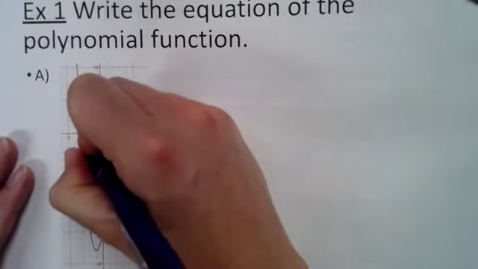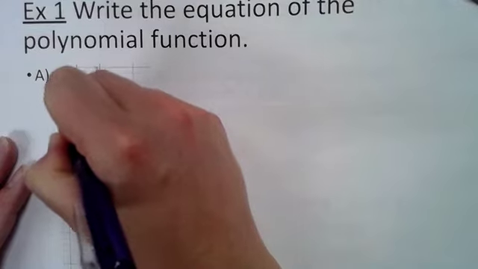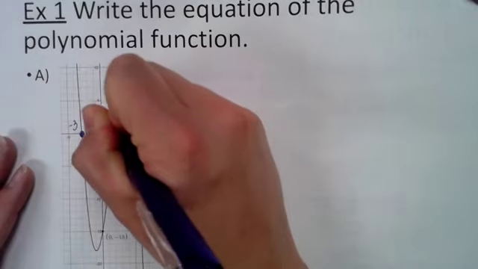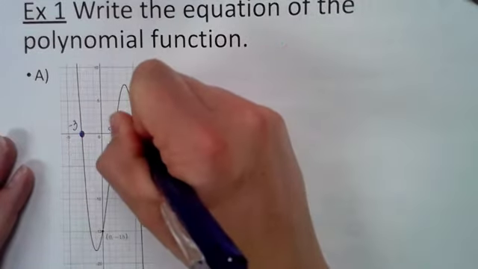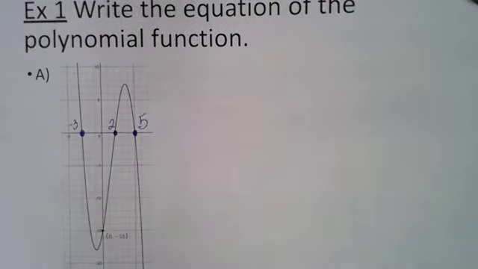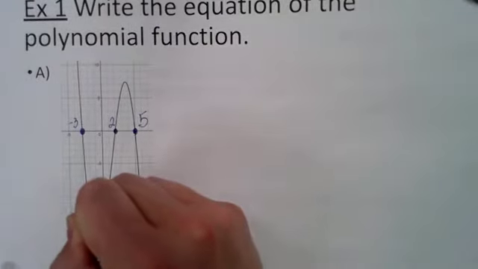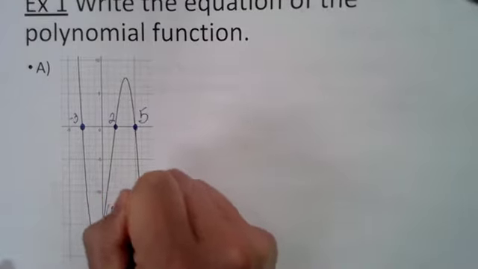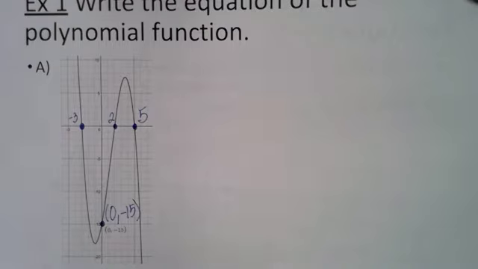polynomial is passing through right here. That is negative 3. It's passing on the x-axis at positive 2 and positive 5. So those are the x-intercepts. Those are the roots. And then it also has this other point right here that is very important. And that point, which you might not be able to read, is (0, -15). Okay? That is an ordered pair that we're going to use to help us find the specific equation for this polynomial.